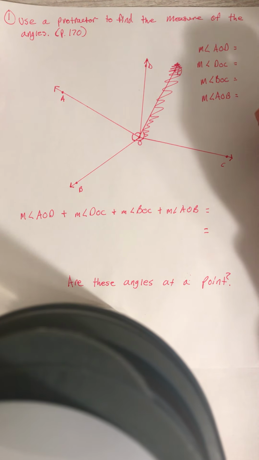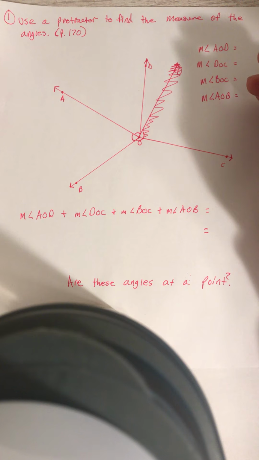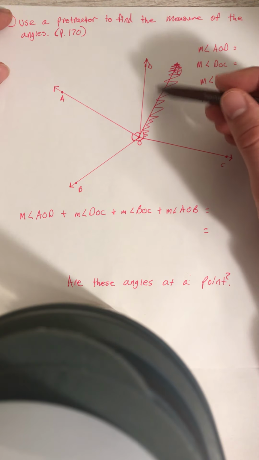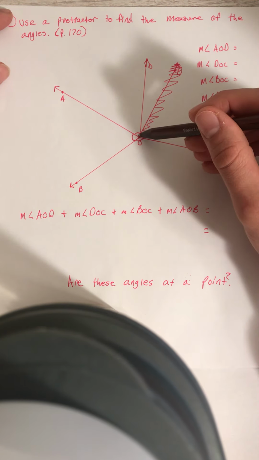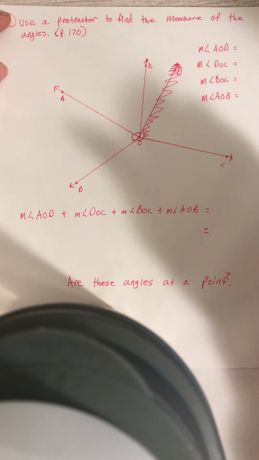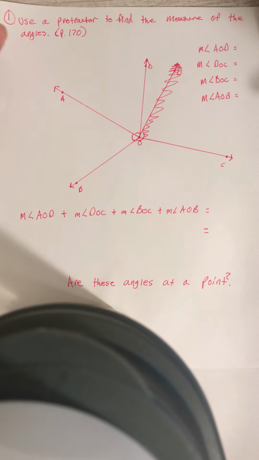And I want you to keep that in mind when you are doing any problems that have you find the total measure of angles. Your total measure always needs to equal 360 degrees if you are measuring angles at a point. And that's what they are. All these angles meet at point O. So let's get started. I first need to use my handy dandy printed protractor to find angle AOD.